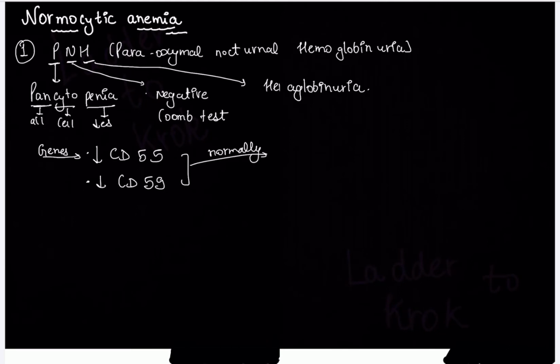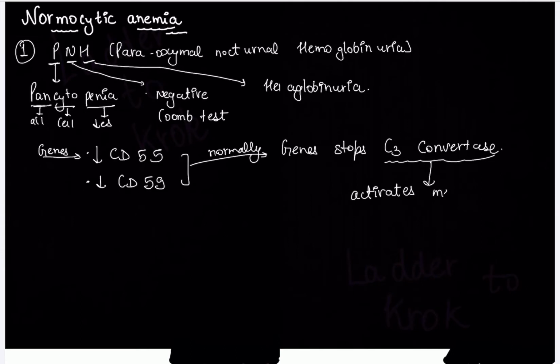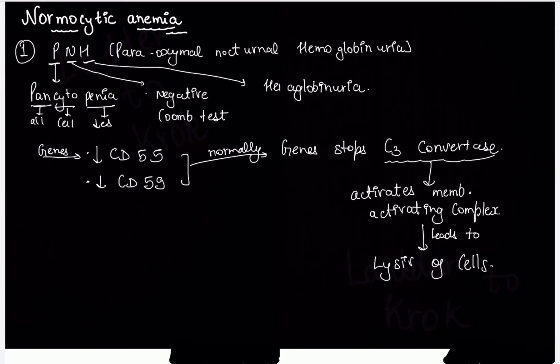So what is the normal function of these genes? Normally, these genes, CD55 and CD59, stop the C3 convertase enzyme. And what is the function of C3 convertase? The C3 convertase activates the membrane attack complex, which leads to lysis of cells. Lysis means breakdown of those cells.